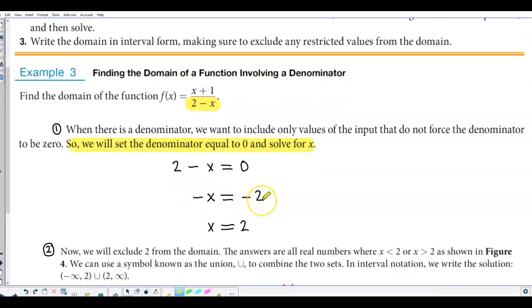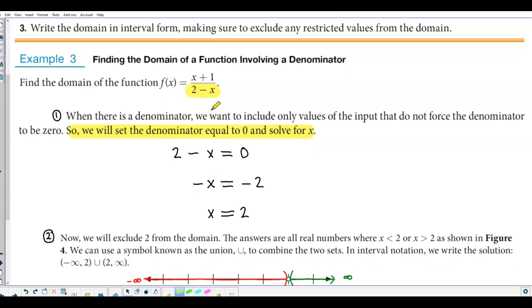So we subtract 2 from both sides, divide both sides by -1, and now x is equal to 2. Now let's plug that 2 back into the function. Well, 2 minus 2 gives you 0, which means that 2 is the only number that you can plug in for x that's going to make this function undefined.